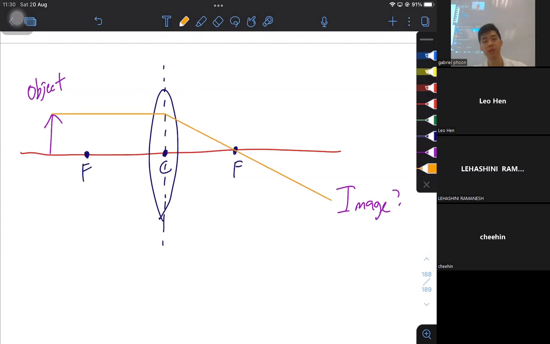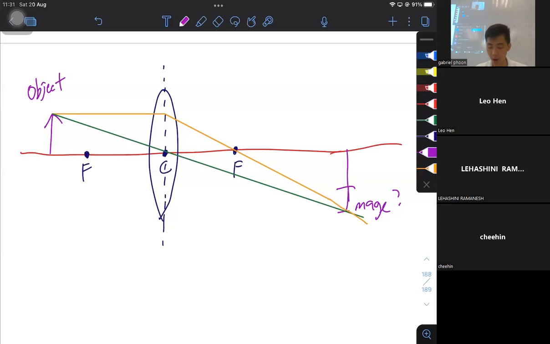This is your first light ray. Your second light ray will look something like this. Let me use a different color. Your second light ray will yet again start from the tip of the object and it will cut through the optical center exactly somewhere around here. Okay, I drew it. Maybe I drew it a bit too long, but guys, once you have these two light rays intersecting, this is exactly where your image is going to be.